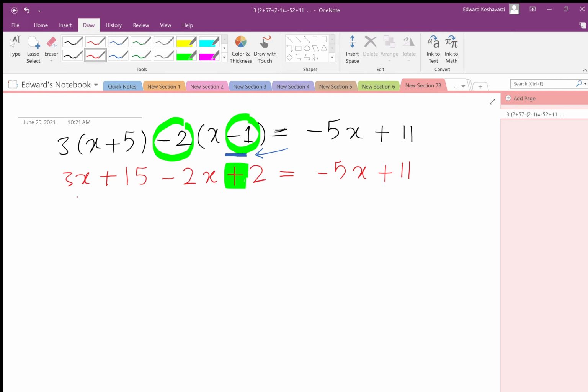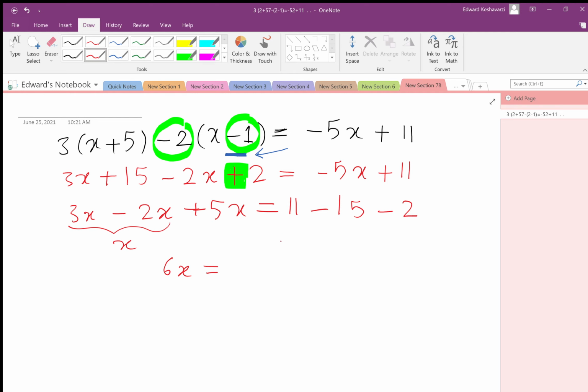Okay, let's continue. So 3x is already at the left side, negative 2x as well, plus 5x, 11 minus 15 minus 2. So 3x minus 2x is just x, and x plus 5x is 6x. So 11 minus 15 is negative 4. Negative 4 minus 2 is negative 6. Let's divide both sides by 6 to get x equals negative 1.